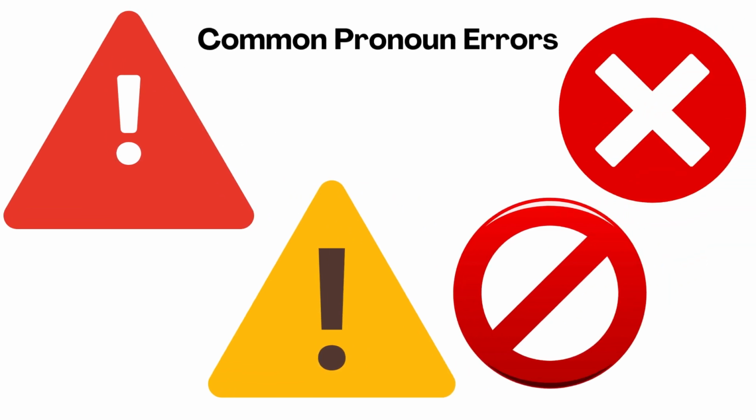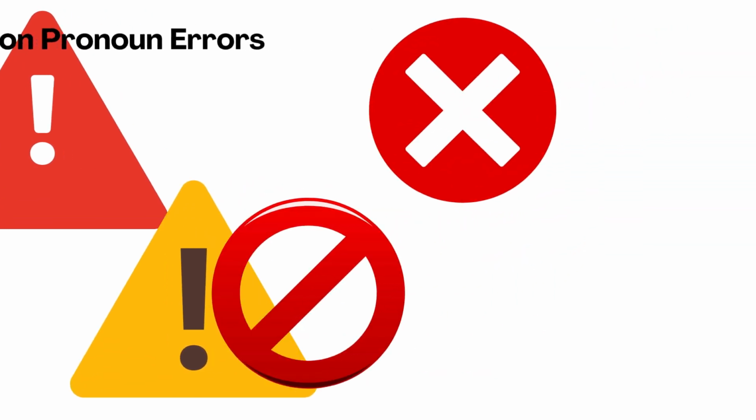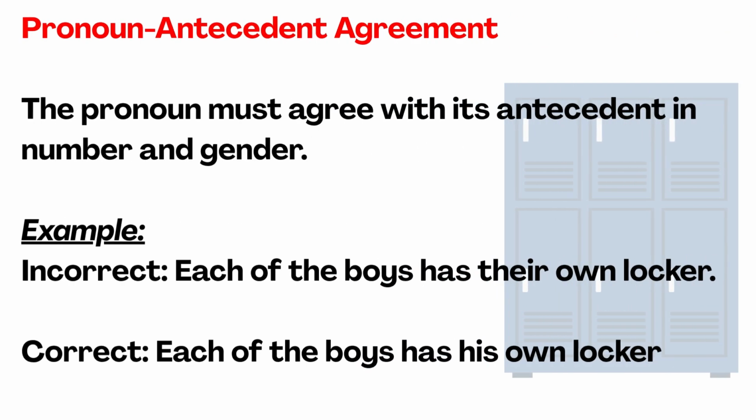Common pronoun errors. Pronoun antecedent agreement. The pronoun must agree with its antecedent in number and gender. Example. Incorrect: Each of the boys has their own locker. Correct: Each of the boys has his own locker.